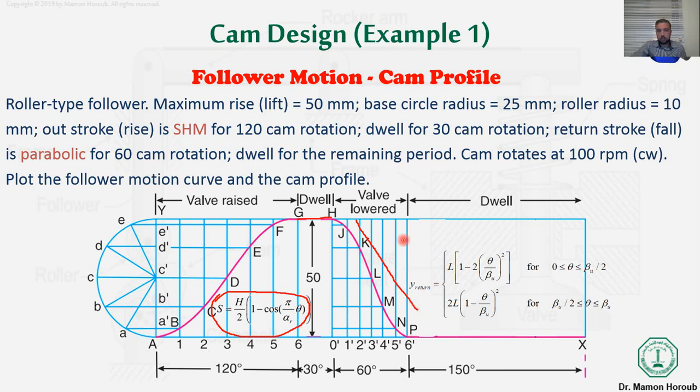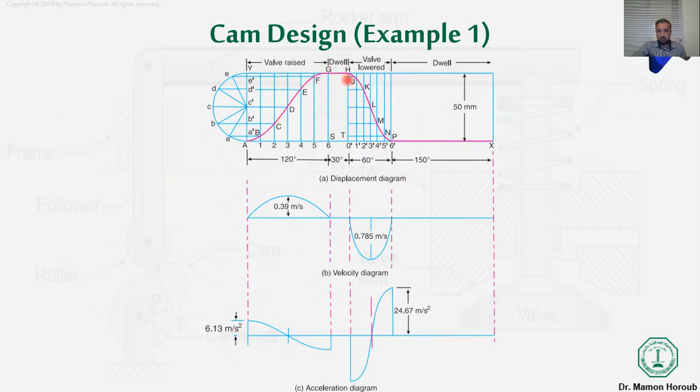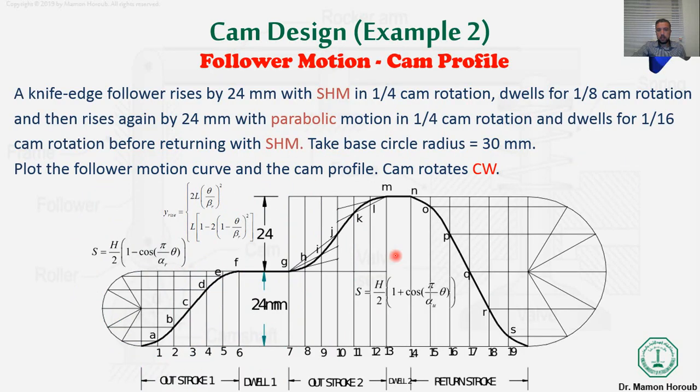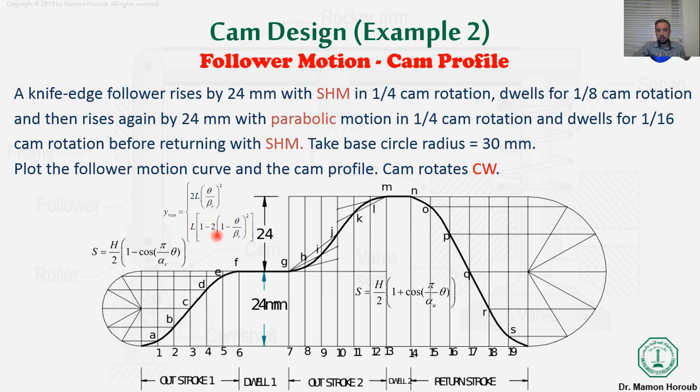After that we can differentiate the displacement diagram to get the velocity diagram, then differentiate it again to get the acceleration diagram. And this slide shows us the displacement diagram and how we can reflect it later on to get the profile of our CAM. We'll discuss this example further in detail, inshallah, later on.